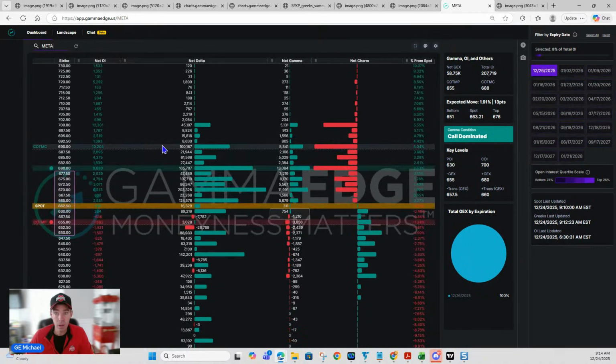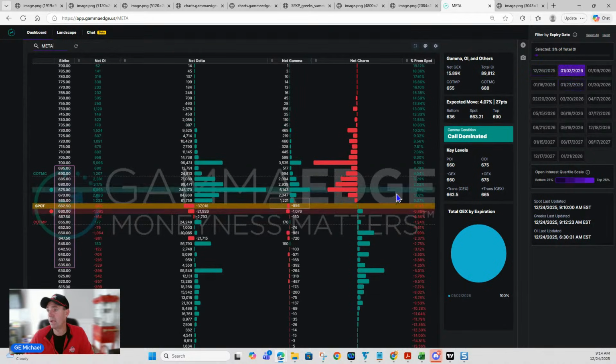So, all right, Meta heading into Friday, call dominated above and below spot price. You're above transition here, 662. So everything looks bullish to the upside there. Only headwind will be significant charm due to these out of the money calls.